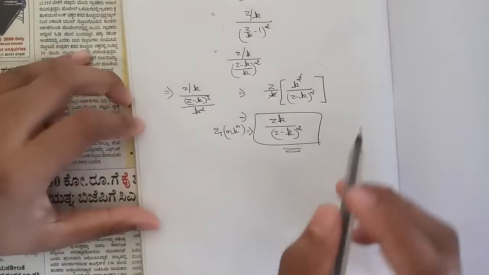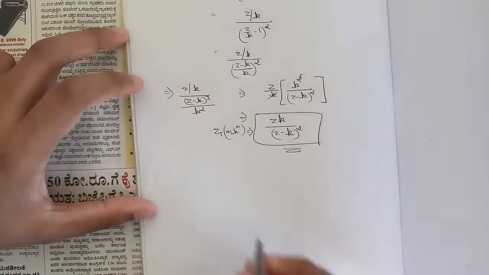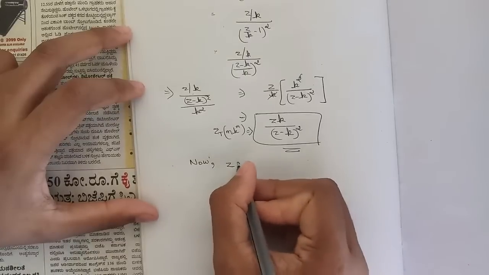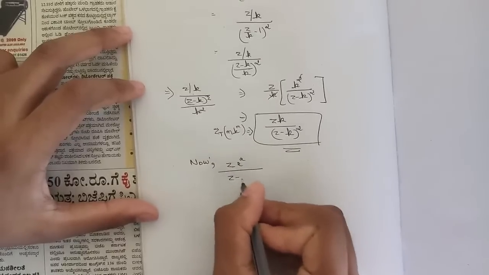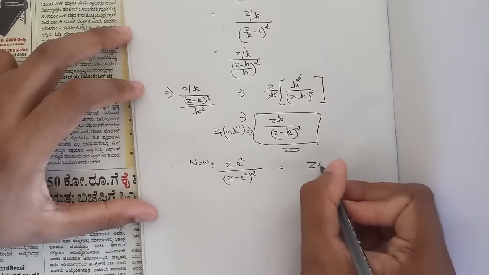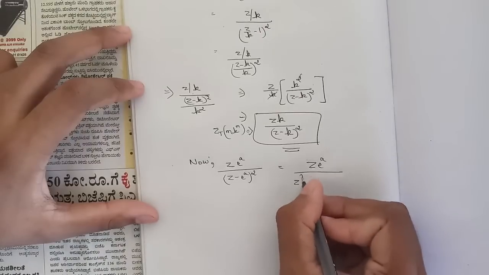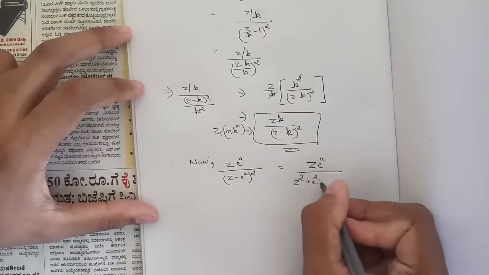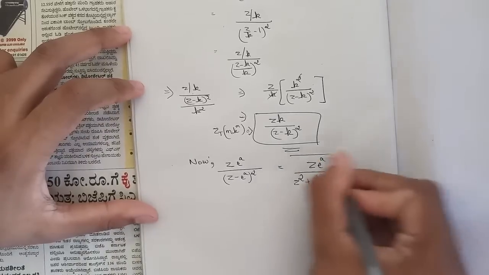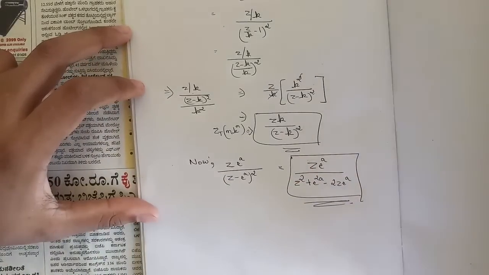So now since we have taken k is equal to e power a, so now wherever there is k, we need to replace it by e power a. So now Z into e power a divided by Z minus e power a whole square, that is equal to Z into e power a. Now apply the a minus b whole square property, so it becomes Z square minus 2z into e power a plus e power 2a. So this is the required answer. We will move to the next problem.